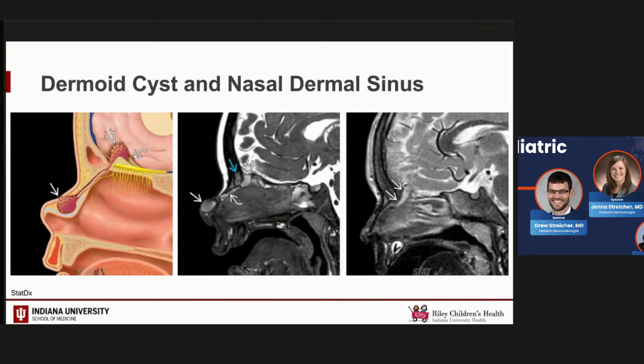The far right image, another sagittal T2 weighted sequence showing that dermal sinus tract, and this one does kind of pooch into the intracranial compartment with the component going superiorly there.